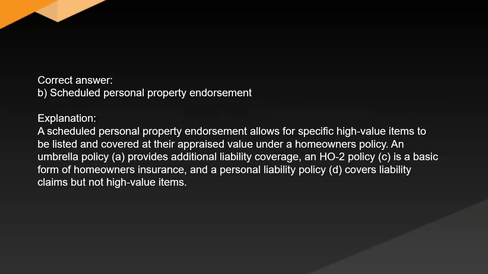Correct answer. B. Scheduled personal property endorsement. Explanation. A scheduled personal property endorsement allows for specific high-value items to be listed and covered at their appraised value under a homeowner's policy. An umbrella policy, A, provides additional liability coverage. A HA2 policy, C, is a basic form of homeowners insurance, and a personal liability policy, D, covers liability claims but not high-value items.